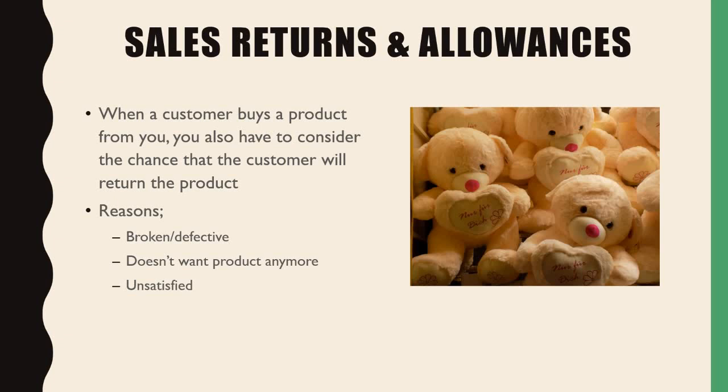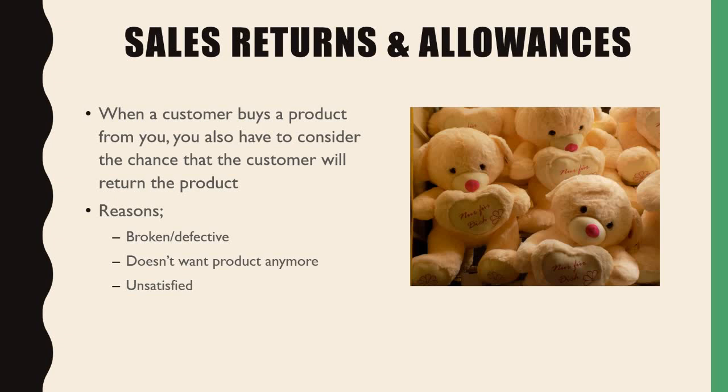If that customer doesn't like that product, then your assumption is you have potential for a sales returns and allowance. Okay? Because again, for instance, they buy the product, it's broken, they come back to you, they want a refund. Of course, we sold the product to them, so we have to issue them the refund because it doesn't work. Why would they buy something that doesn't work?